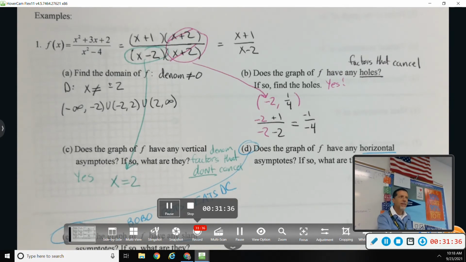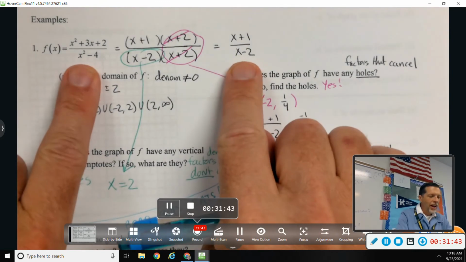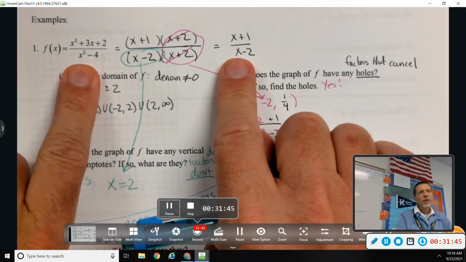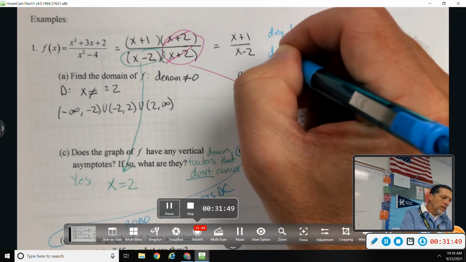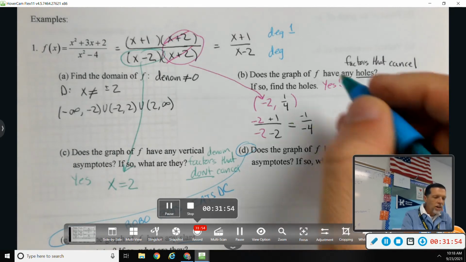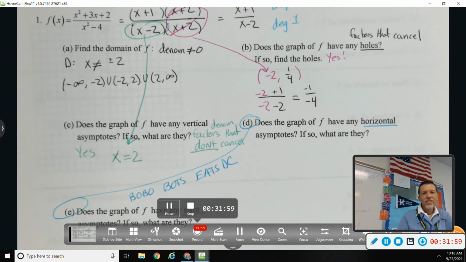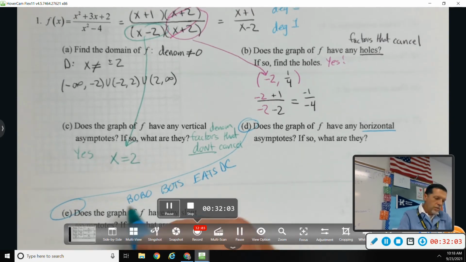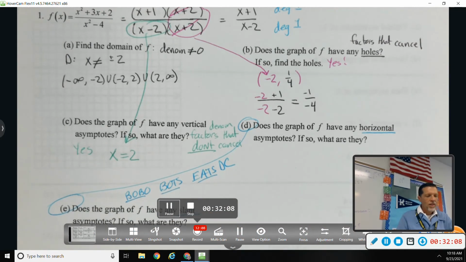Well, what's the degree of the top? Okay, I should be careful. You can use either one. You can use the reduced form. The degree of the top is 1. What's the degree of the bottom? 1. So would you like to revisit whether this is BOBO, BOTS, or EATS DC? Bigger on bottom, bigger on top. Exponents are the same. It's an EATS DC problem.